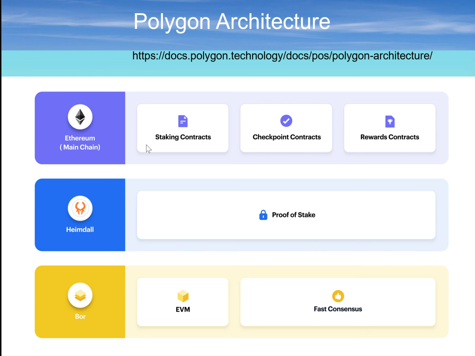And then the other two layers are Heimdall, which is for the proof of stake. Basically, it's going to validate the blocks from the sidechain Bor. So Bor is a sidechain which contains the EVM, Ethereum virtual machine, and it supports fast consensus.